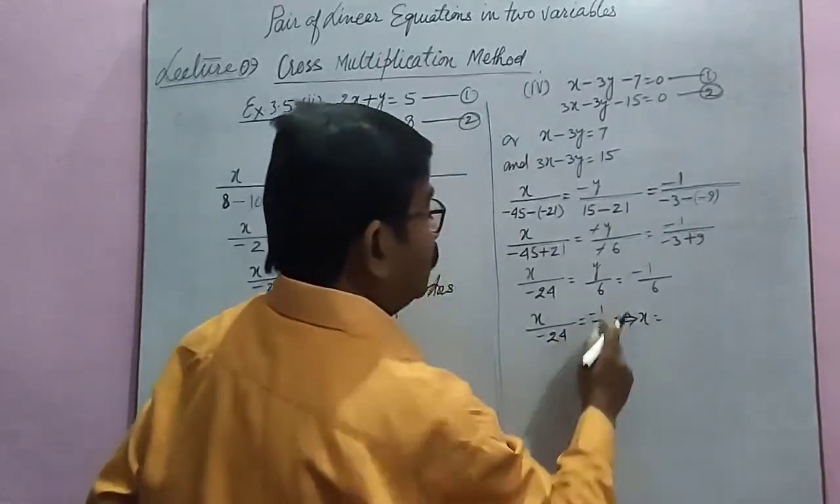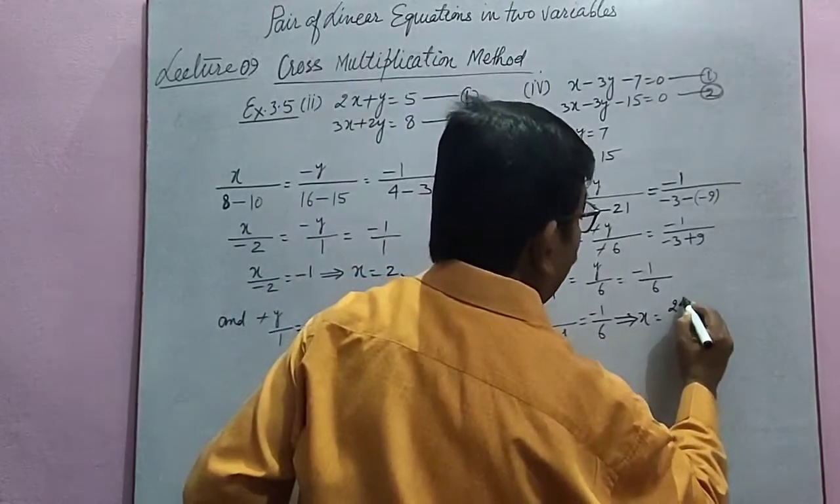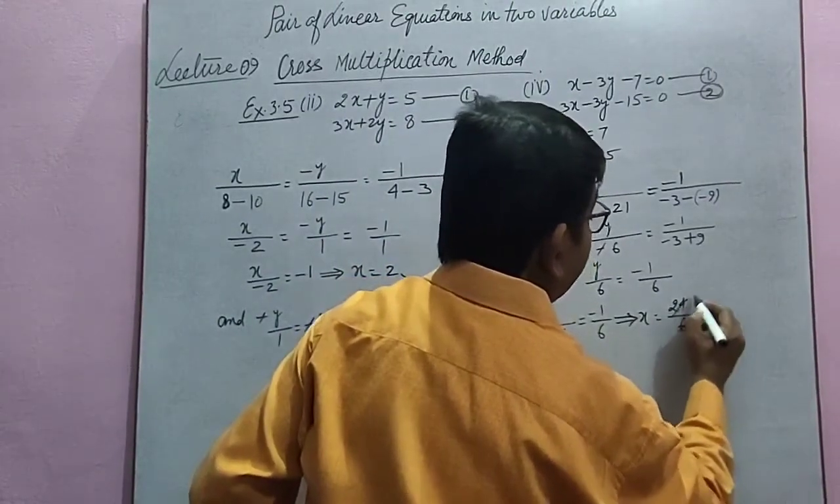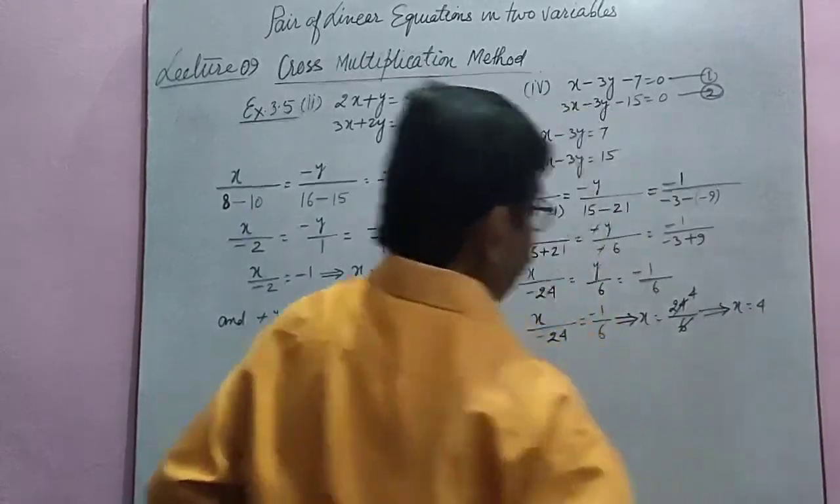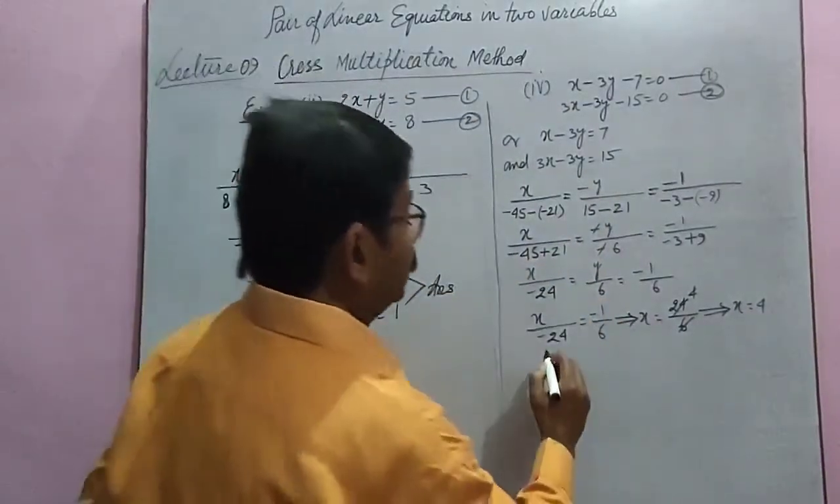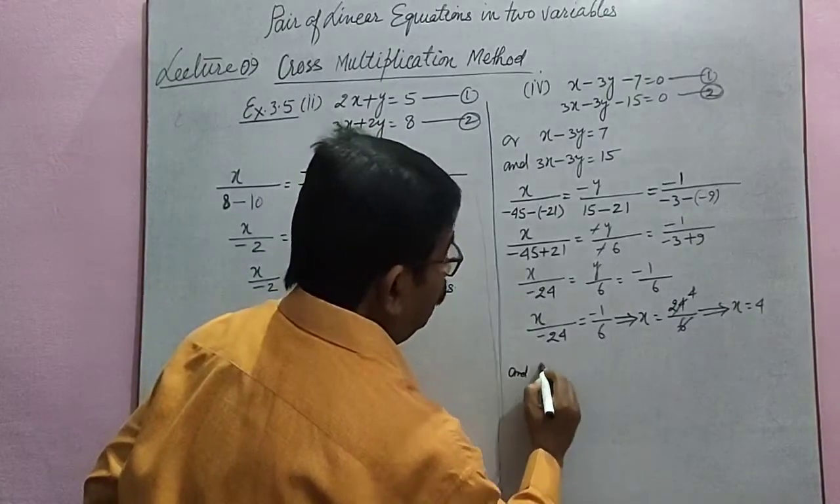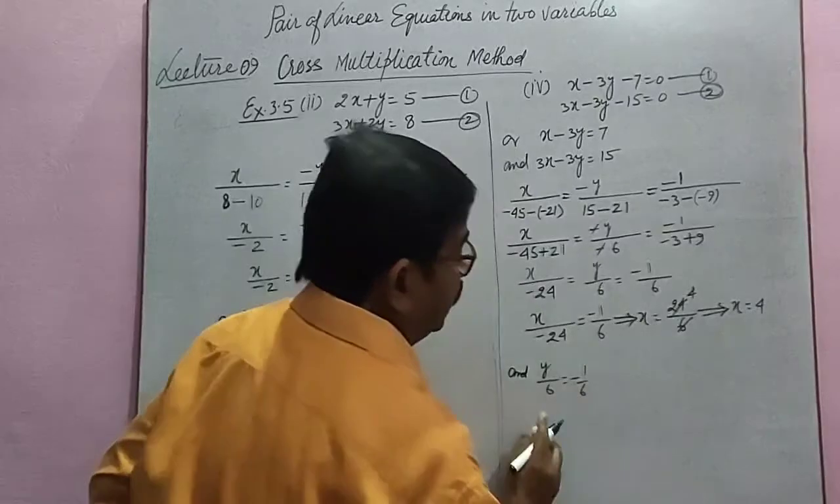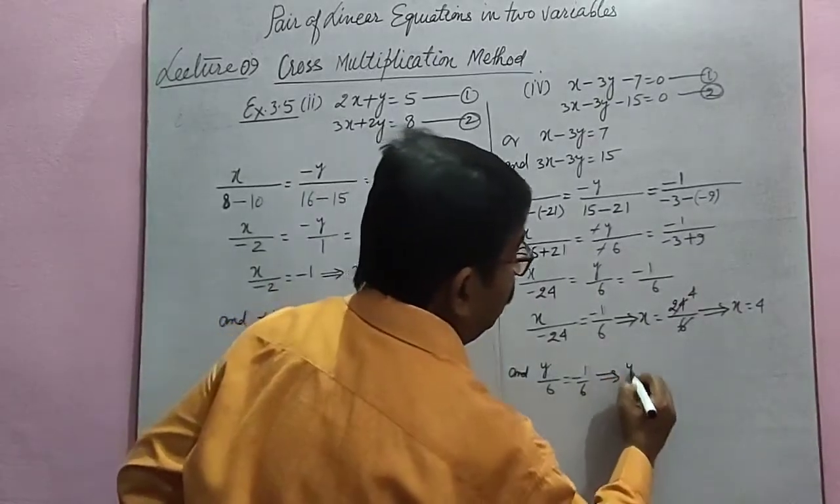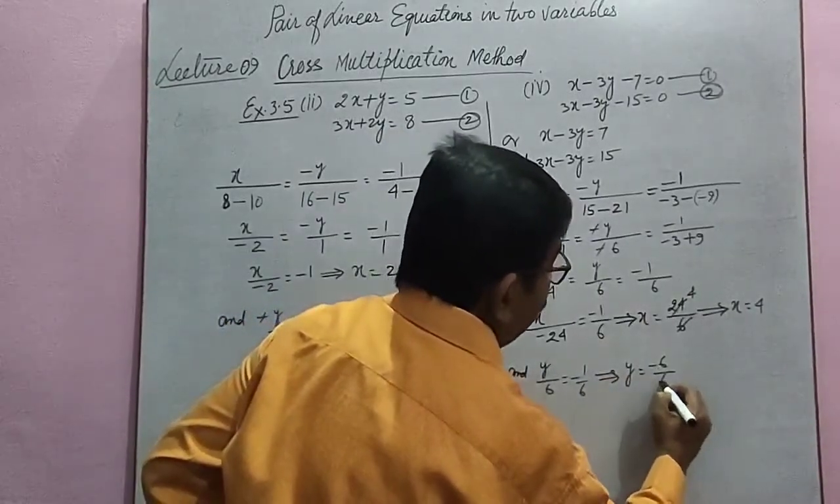x is equal to minus into minus plus 24 upon 6. 6 4s are 24. So what we have, x is equal to 4. Taking y, y upon 6 is equal to minus 1 upon 6. Cross multiply, we have y is equal to minus 6 upon 6.